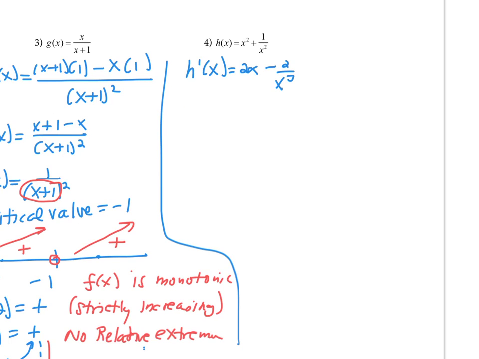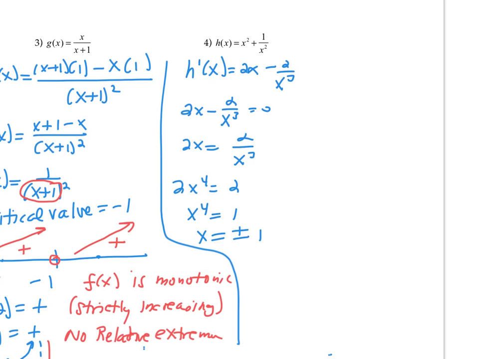Okay, let's find the critical values by setting 2x minus 2 over x cubed equal to 0, and then solving. So we'd have 2x is equal to 2 over x to the third. You can cross multiply. We'd have 2x to the fourth equal to 2, or just simply x to the fourth is equal to 1. When you take the fourth root of both sides, because it's an even root, we need to rewrite it as x equals plus or minus 1.